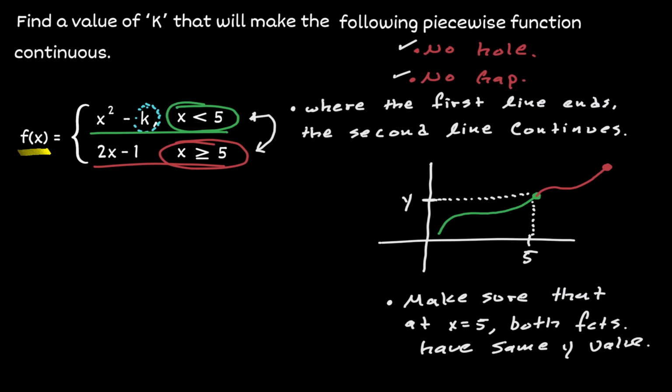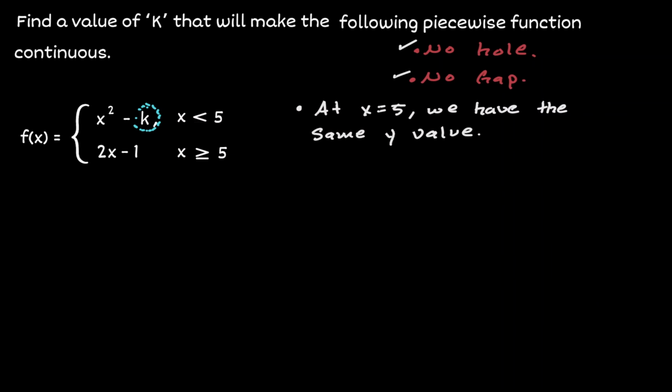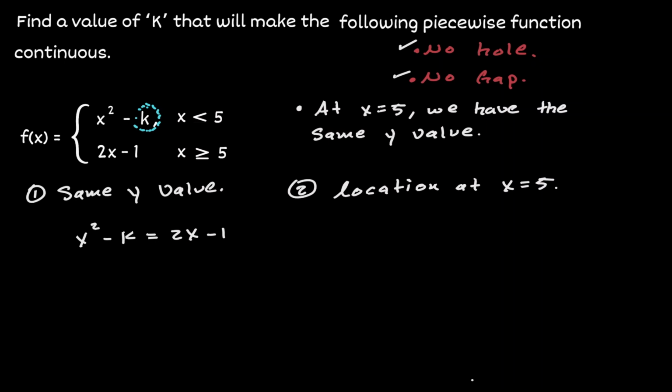Let's go back and take a look at the piecewise function f of x, and let's make sure that at the x value of 5, they both share the same y value. So let's clean this up, and let's do that. So first, let's make sure that they have the same y value. If you want two functions to have the same y value, let's set those two functions equal to each other. Now let's make sure that the same y value occurs at x equals 5. So let's take a look at the function that we created, and now let's substitute x being equivalent to 5.